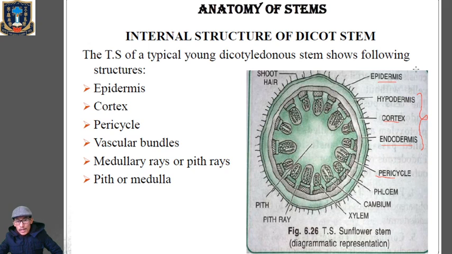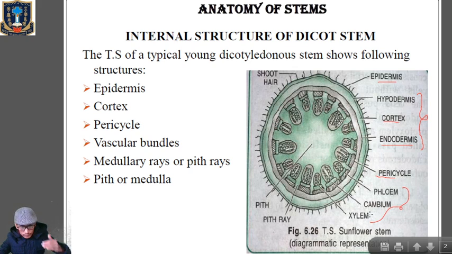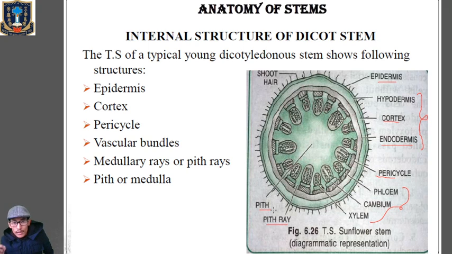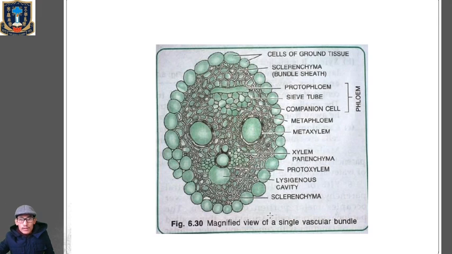Okay, so we'll find epidermis, we'll find cortex, we'll find the presence of pericycle, we'll see the presence of vascular bundle, that is xylem, phloem. Okay, then we'll see the presence of medullary ray or the pith ray, and finally we'll find the presence of pith or medulla. So this is just the transverse section of our dicot stem. Okay, so now we'll go in detail and we'll learn about the internal structure of the dicot stem.